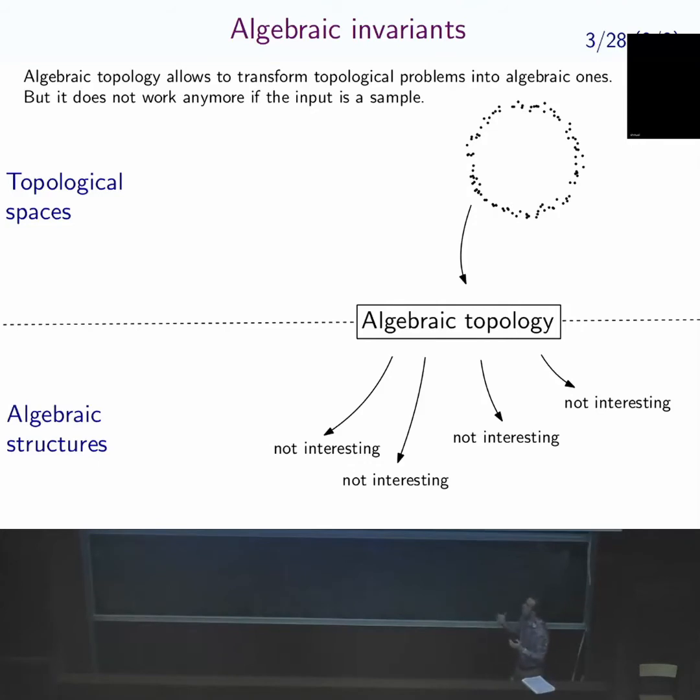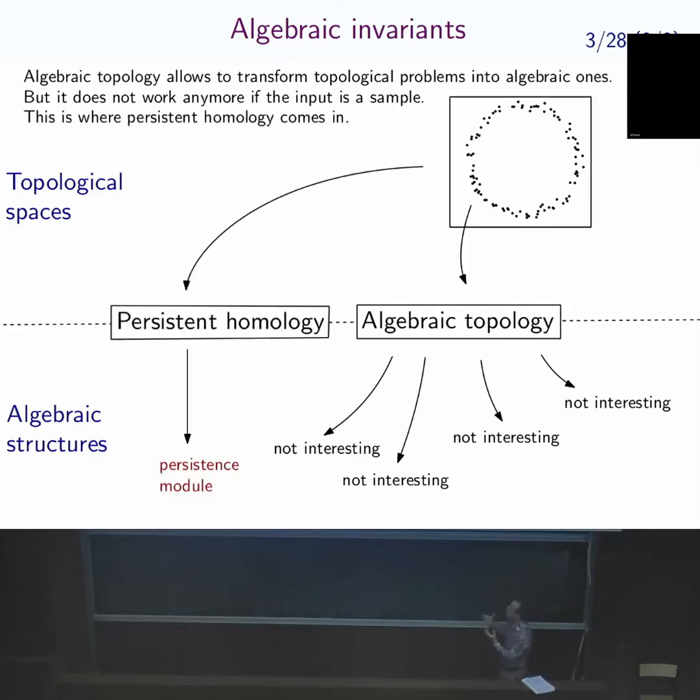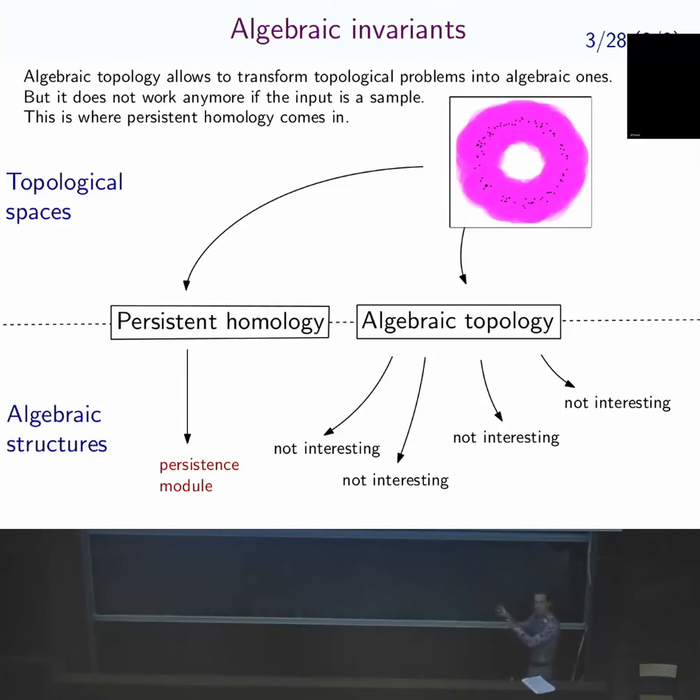And there is a way to overcome this issue. It is called persistent homology, and this is the main tool that I used in my thesis. The idea is that we won't consider the point clouds as they are, but we will build filtrations on them.